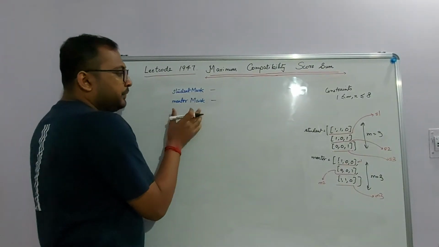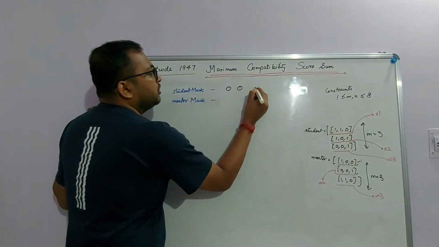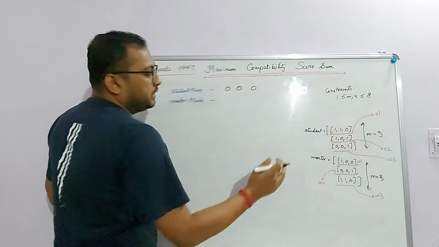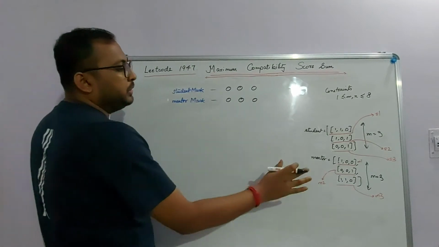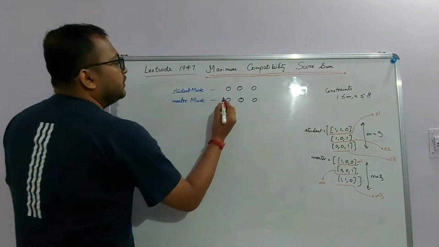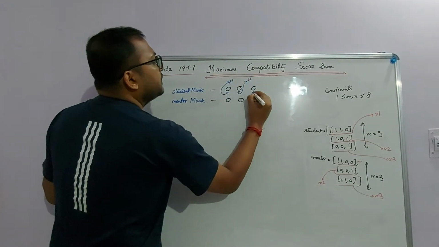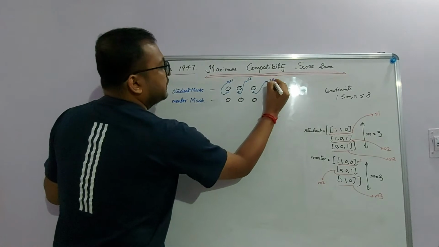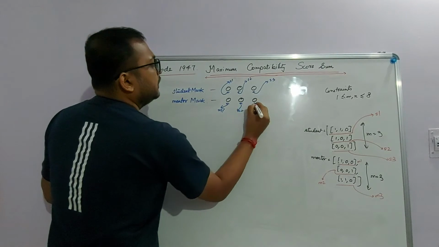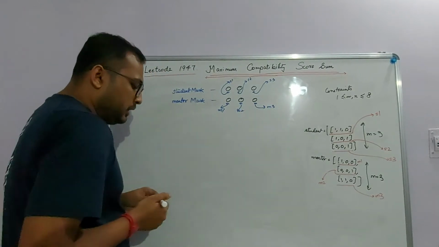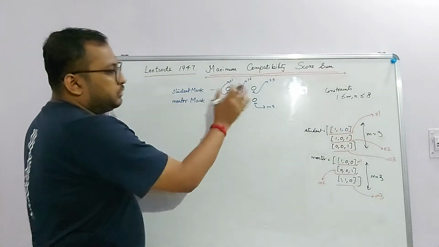So I have taken two masks representing these students. The student mask is initially all zeros, because initially I have not taken any student. We have 3 students here and 3 mentors here. Same goes for the mentor mask. I have taken all 3 bits as 0 because initially I have not taken a single mentor. So this bit represents student 1, this bit represents student 2, and this bit in the mask represents student 3. Same goes for this: this represents mentor 1, this represents mentor 2, and this represents mentor 3. So this is the representation of the students and the mentors.